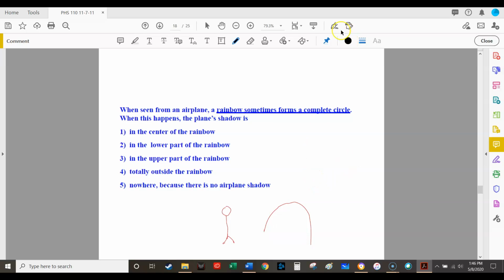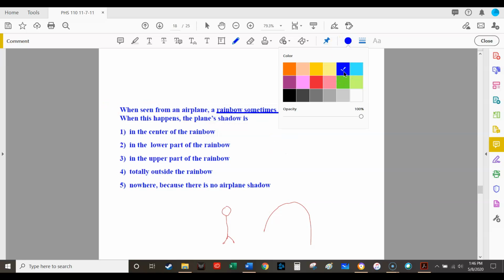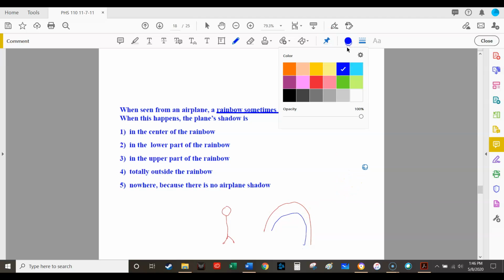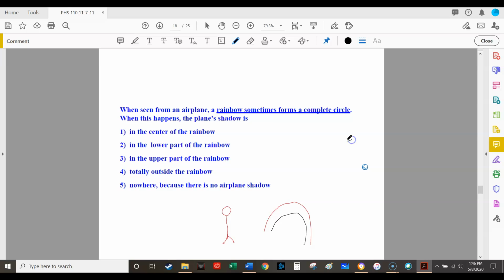Oops. No, I don't want to zoom. I'm sorry. I drew a pretty good rainbow and then I messed it up. Erasing it. So here is a pretty good rainbow. Alright. And then here's the horizon.